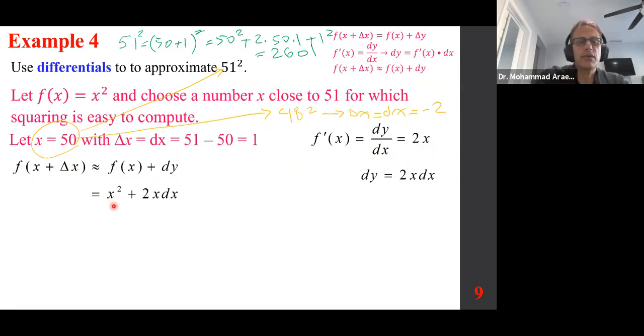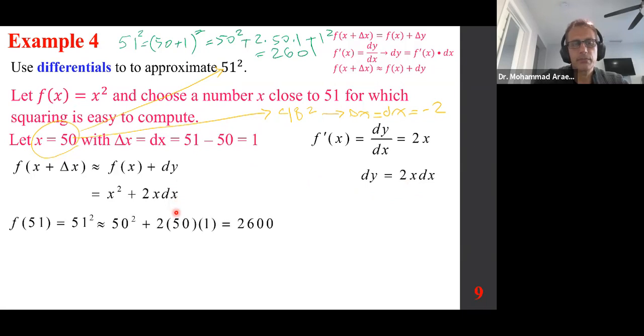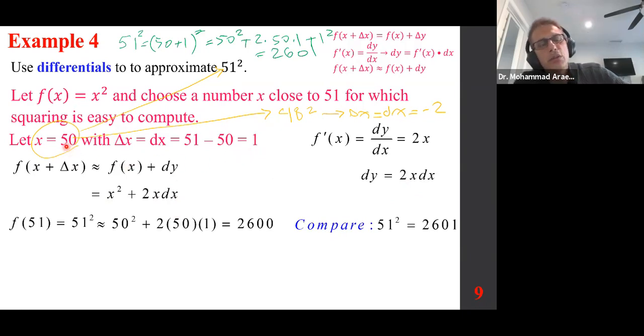Let's replace the x with 50 and dx with positive 1. And as you can see, this is extremely close to 2601. Why are they close? Because number 1 is very small compared to number 50.